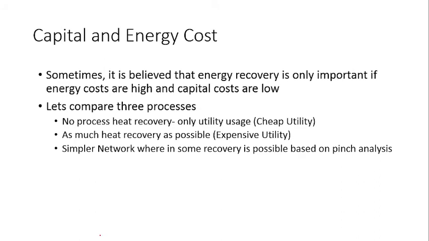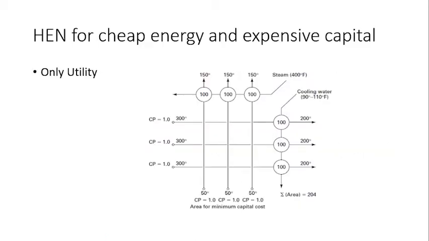So let's compare three processes. One process where everything is supplied through utility; we have cheap utility, and we can supply the entire process with the utility. The second is as much heat recovery as possible, if the utility is expensive. And the third is a simpler network, wherein some recovery is possible based on pinch analysis. So the third one is based on pinch analysis. And how do we compare all three? We compare them based on the area required, that is capital cost at the end of the day, and total cost. So this is the first and foremost network.